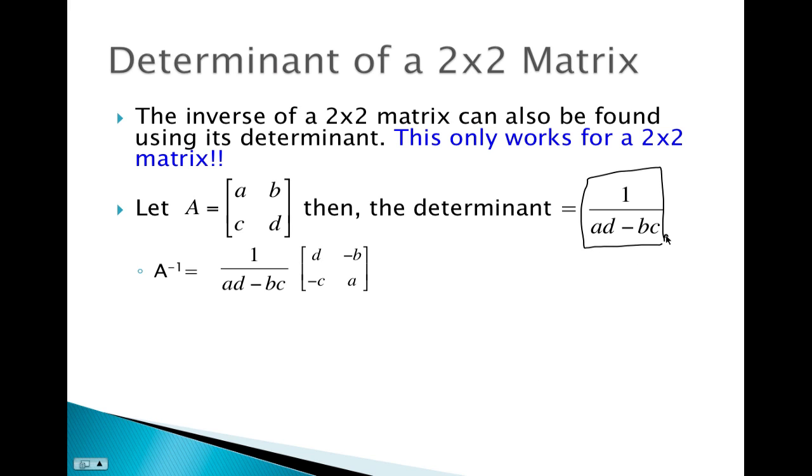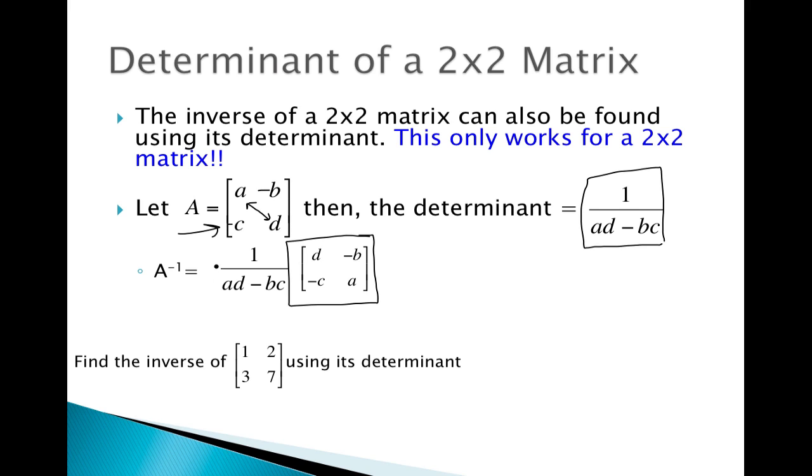If we have a 2 by 2 matrix, for example A, B, C, D, which are just representing different numbers, we can find its determinant by multiplying AD and subtracting BC from that. So the determinant is going to equal 1 divided by AD minus BC. Then we multiply the determinant to this matrix right here, which is a manipulation of our original matrix. The way you get this manipulation is you swap your A and your D, and you make negative your B and your C.